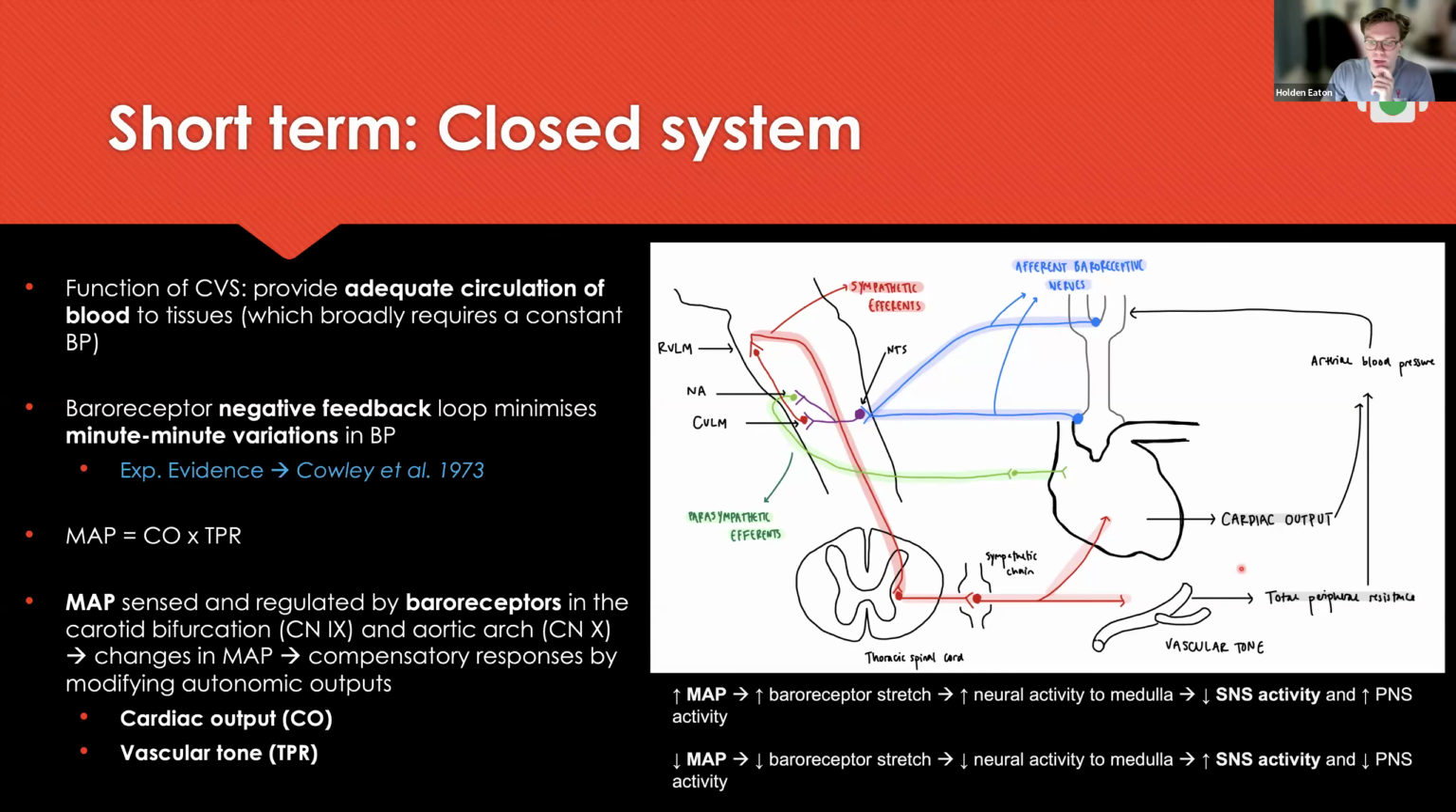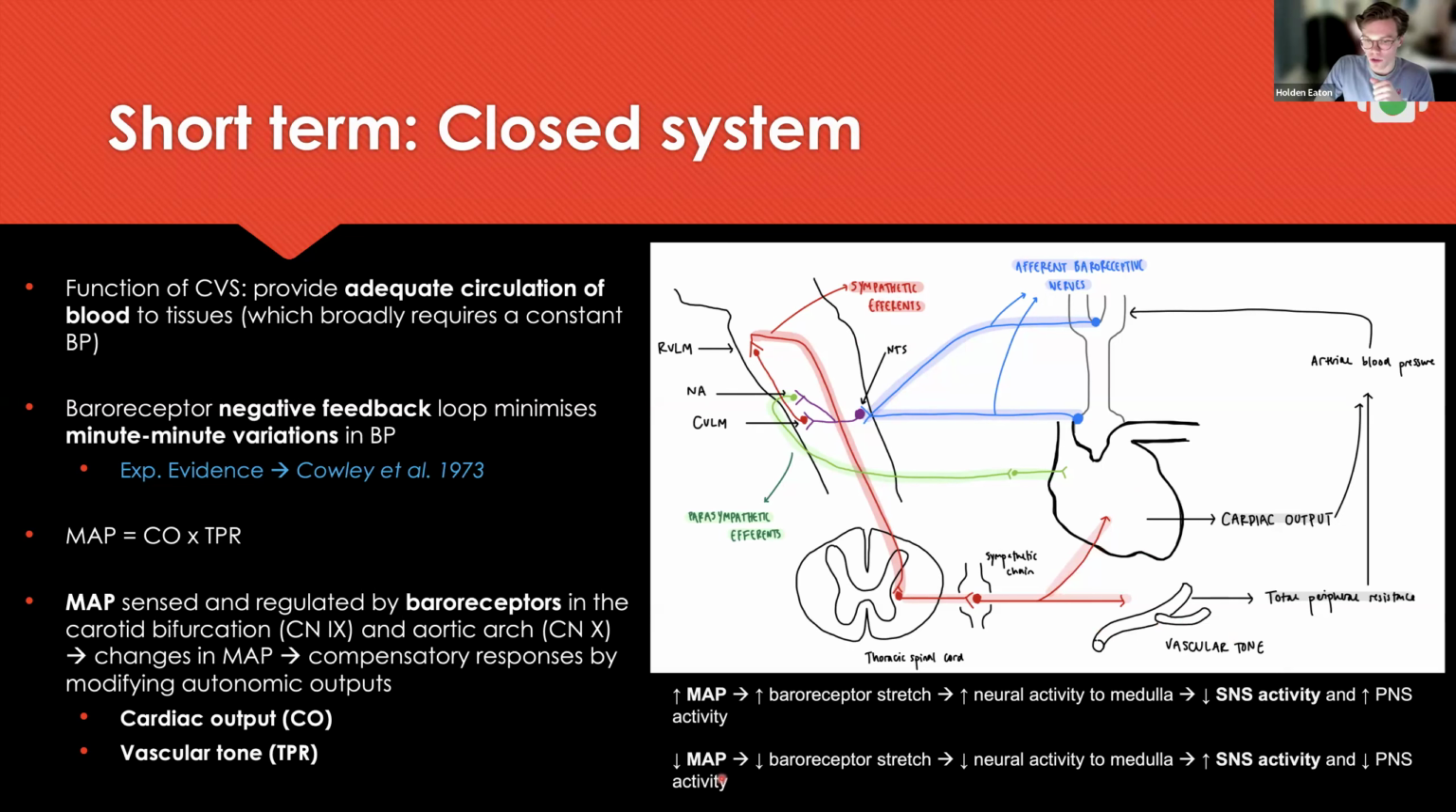And then at the bottom here, I've just given you the two instances: increased stretch from increased pressure leading to increased medullary neural activity, so in the brainstem here, which inhibits sympathetic efferents and therefore reduces the sympathetic tone of the system, and vice versa.